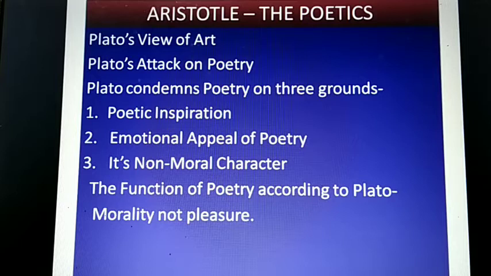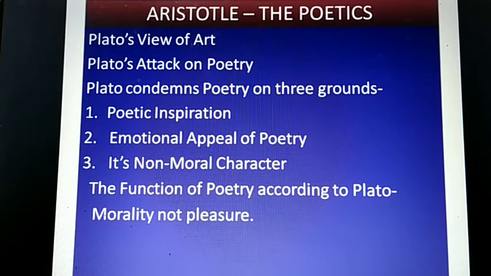Let's look at how or why Plato condemns poetry on the ground of poetic inspiration. The poet writes not because he has thought long over what he has to say, but because he is inspired. The muse suddenly fills him and makes him sing. Can such a sudden outpouring of the soul be reliable?